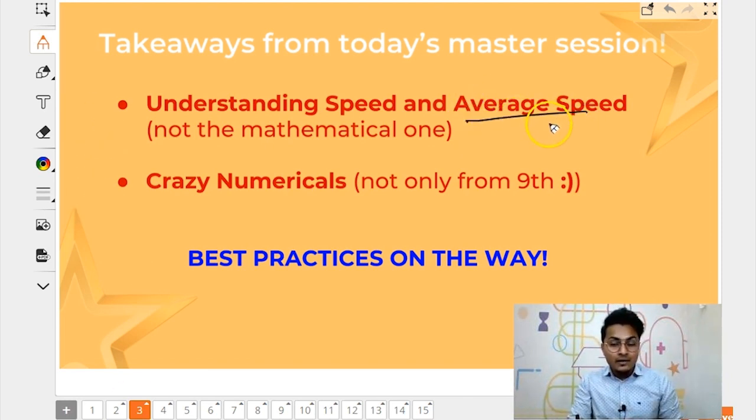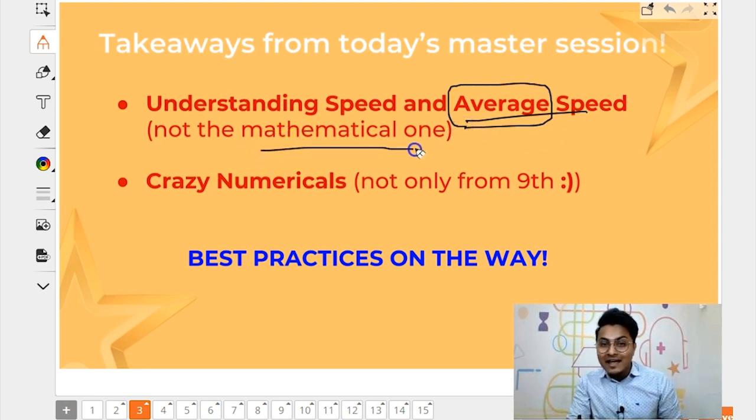Please do mind, the word average here is not the mathematical average. That's where a lot of students go wrong. So we will solve numericals today on this particular topic of average speed and we'll understand it completely. I'll give you multiple types of questions which might come up in your 9th standard.